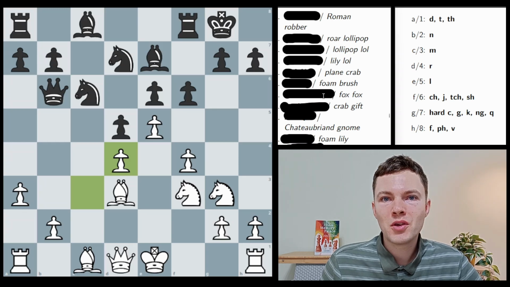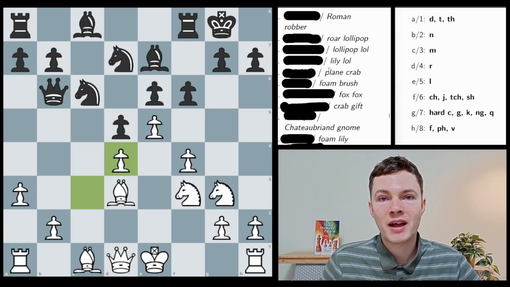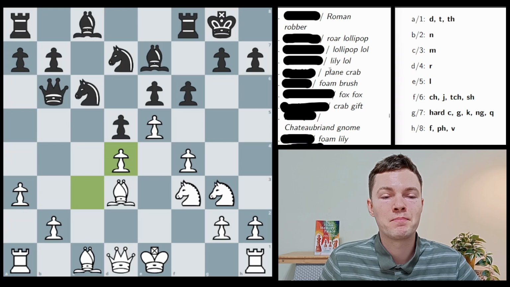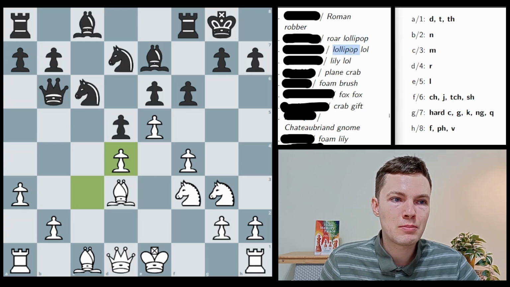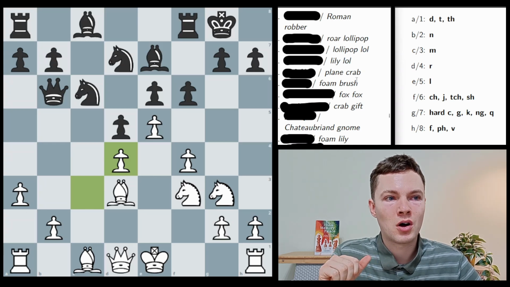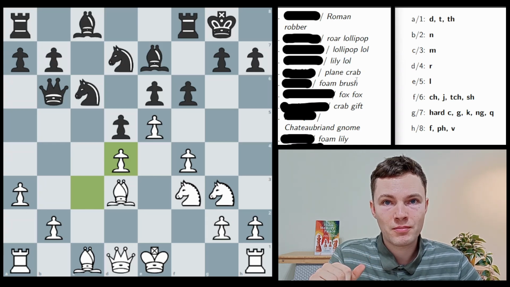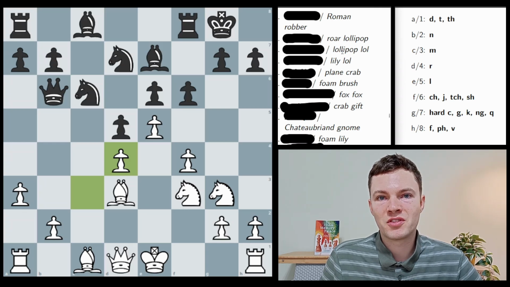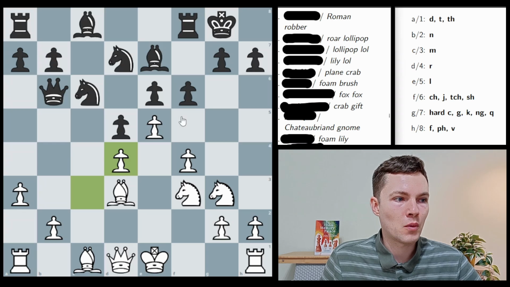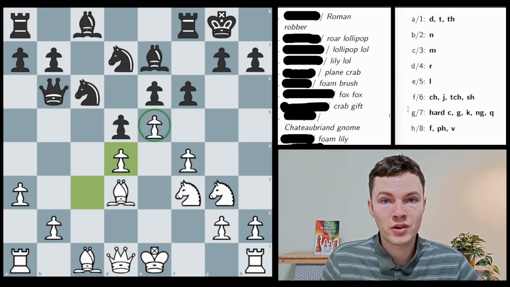Now the next 5 moves are quite fun and a good practice choosing the correct candidate piece. We have lollipop, lollipop, lol, lily, lol. All of them are E5 because they start off with the 2 sounds ul and ul. They just have different numbers of syllables. So we're going to have a series of captures on E5.